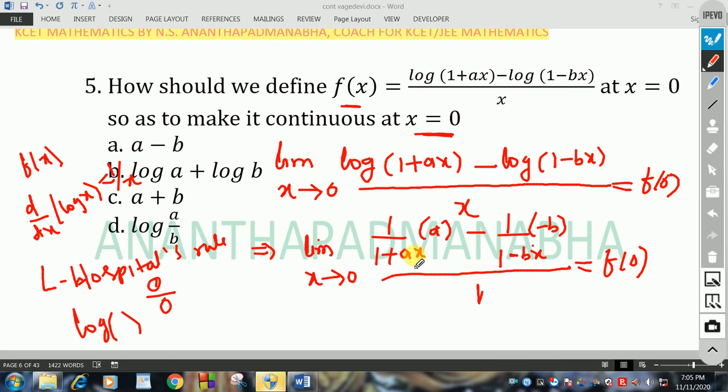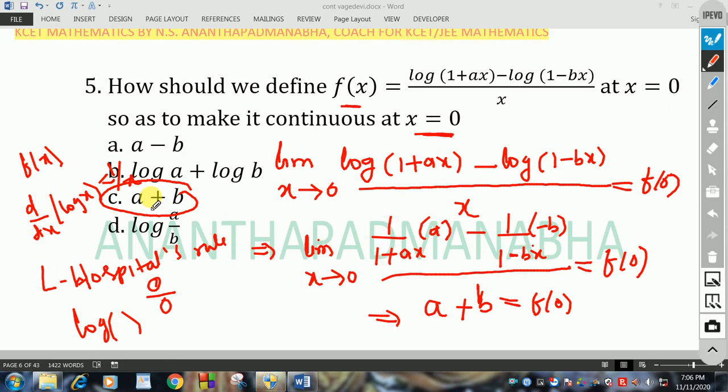So now when x approaches 0, you can notice this becomes ax, that is a into 0 is 0, and 1 into a. I will get a minus into minus plus b here. That is bx. It becomes 0 when x approaches 0. So I will get a plus b is equal to f of 0. So I have a plus b as the answer, which is in option C. So option C is the right answer.